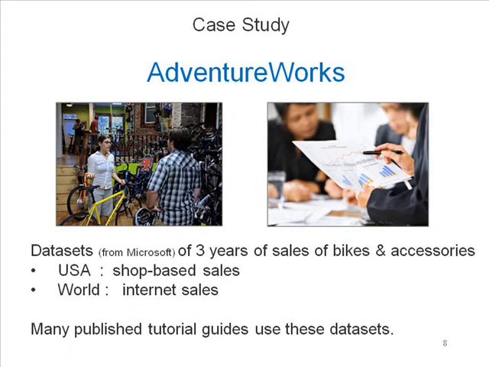This is a set of data provided by Microsoft for training purposes, giving 3 years' worth of sales of bicycles and various biking accessories. The data consists of sales from shops in the USA, plus internet sales the world over. Many tutorials published on the internet or within books use these data sets. This means that if you find examples published elsewhere, you can almost certainly translate them into this module.